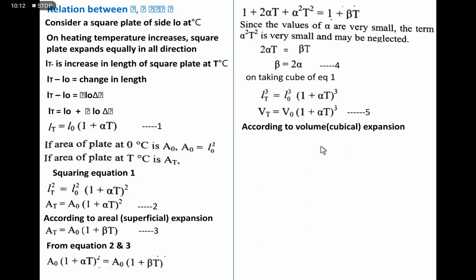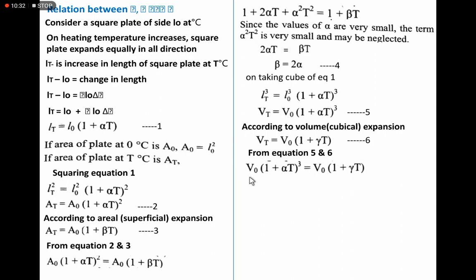Volume expansion, we studied the volume expansion, and the equation is V_T is equal to V naught into bracket 1 plus gamma T. This is equation number 6. Compare these two equations, equation number 5 and equation number 6. Left hand sides are the same, therefore V naught into bracket 1 plus alpha T cubed is equal to V naught into bracket 1 plus gamma T. V naught cancels, and the cube of this bracket will be 1 plus 3 alpha T plus 3 alpha squared T squared plus alpha cubed T cubed.